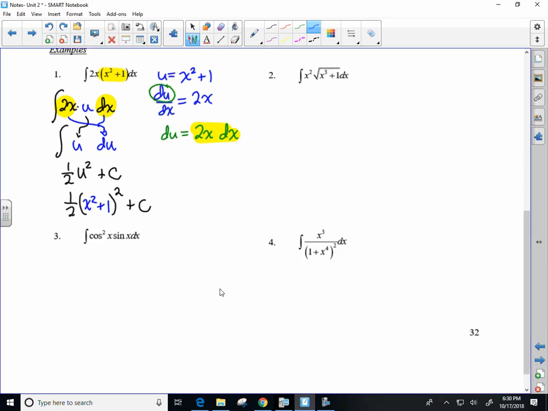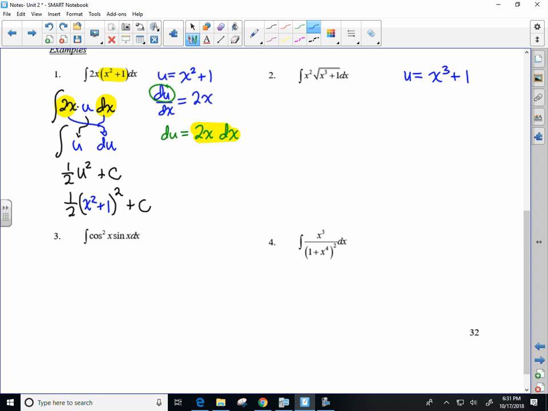Numbers 2 and 4 are pretty straightforward in that it's pretty easy to identify what the u should be. It's the most complicated part of the expression, like something under a radical, for example, other than just an x. All right? The one idea you want to always have in mind is that whatever you call u, the derivative of that should help you cancel out the other part of the expression. Because again, I can't have x's and u's in my integral. I only want u's after I do this.